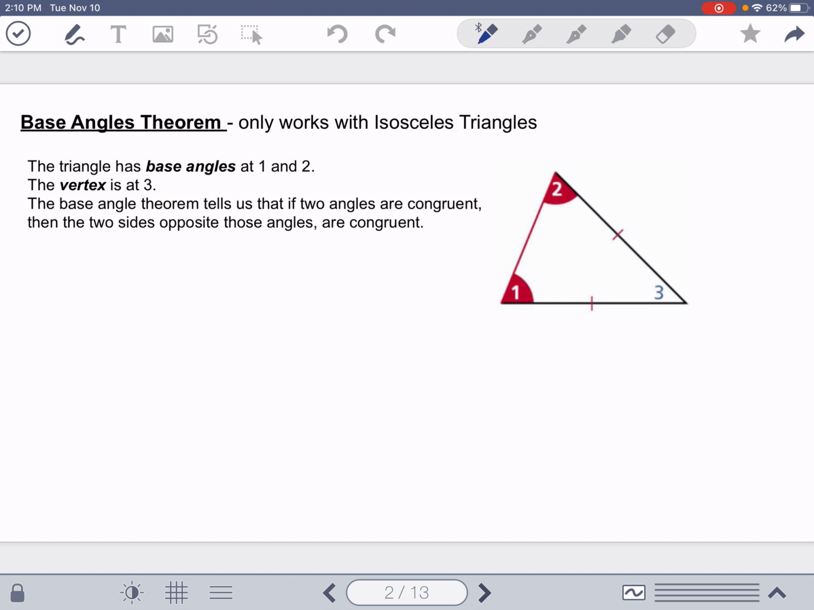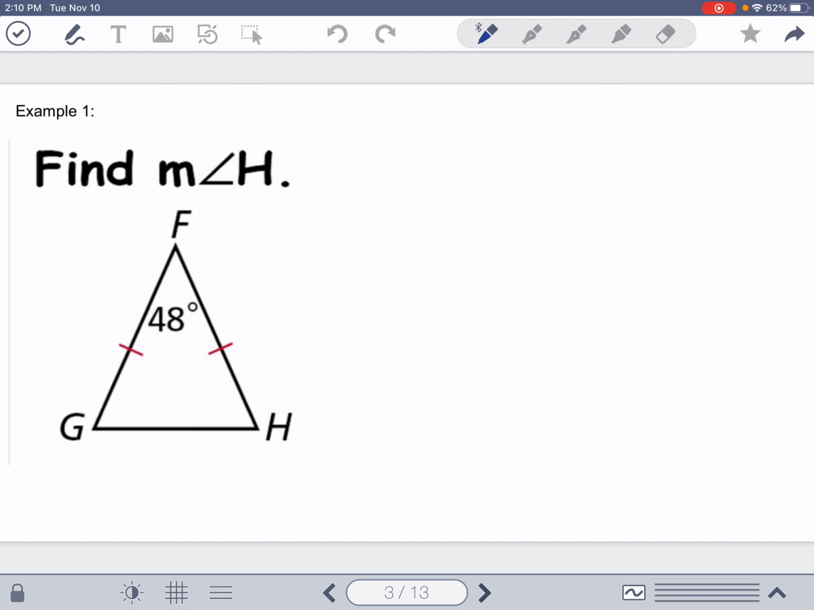The base angle theorem tells us that if those two angles are congruent, angles 1 and 2, then the two sides opposite those angles are also congruent. That just kind of goes along with the definition of what an isosceles triangle is. So here's how we use it.